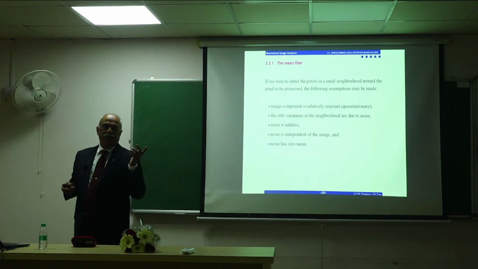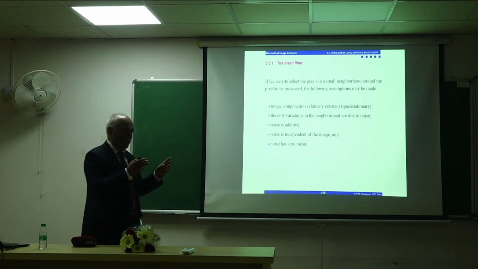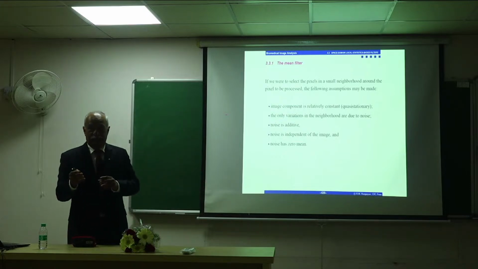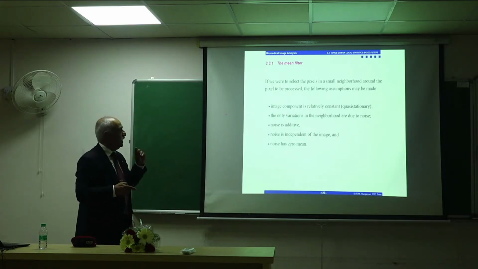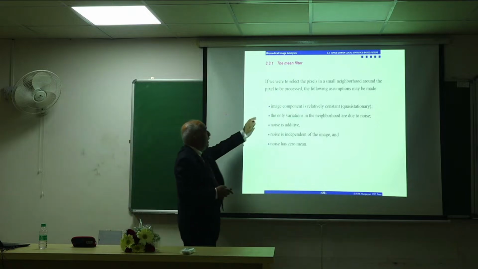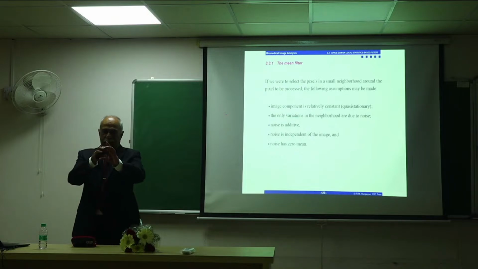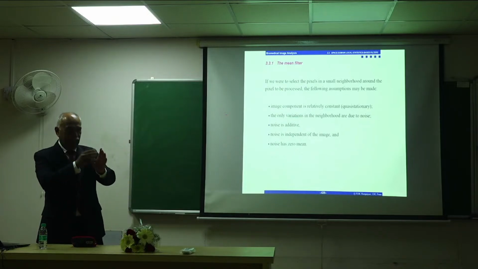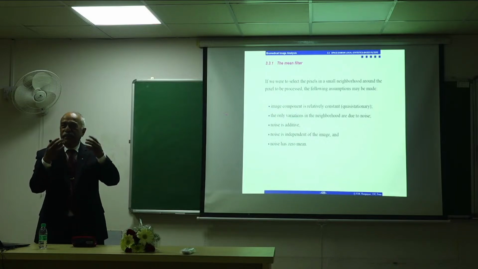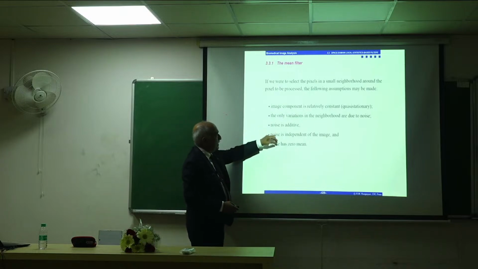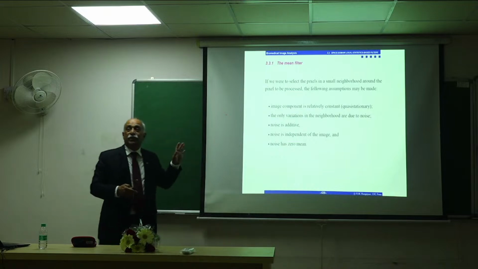That's where the method fails. All methods work to some extent in some applications, and they have limitations. So one must be aware of the limitations. The only variations in the neighborhood are due to noise. That is, all the pixels in that window are related to the signal at that location, and the variation among them is only due to noise. So by averaging, noise is reduced. Noise is additive, noise is independent of the image or signal, and noise has zero mean. These are the assumptions made.